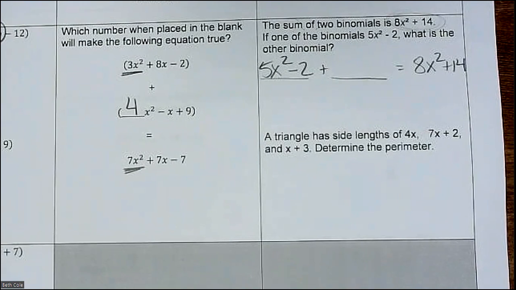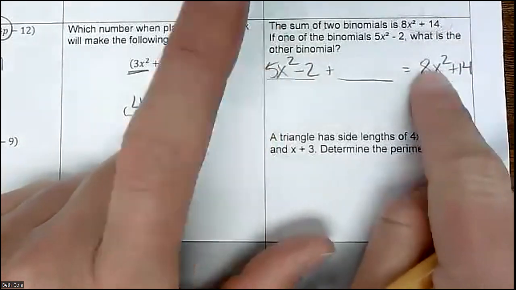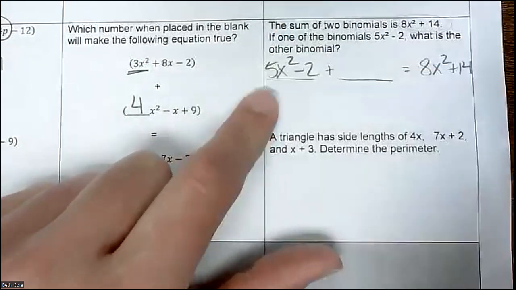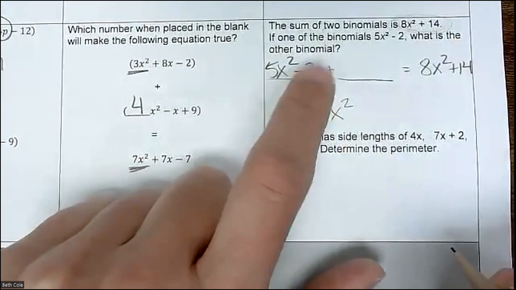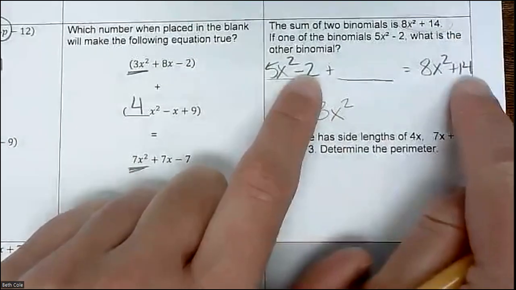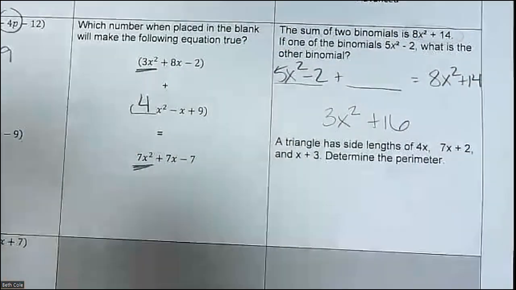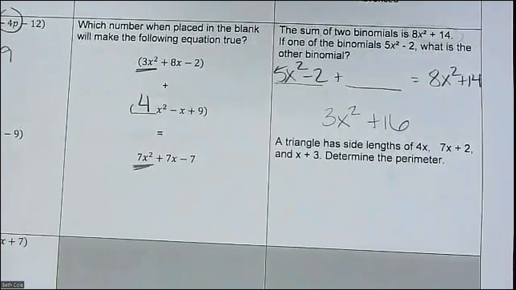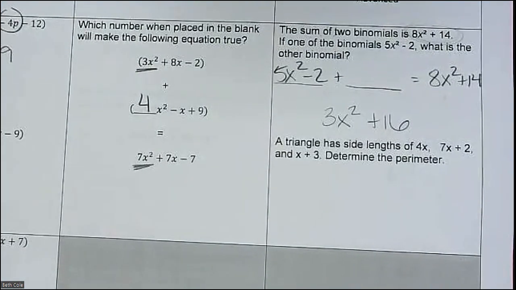All right. So we have to figure out what goes on that blank. So 5 plus what is going to give you 8? 3. So we have 3x squared. And then -2, this is tricky because it's negative. -2 plus what is going to give you 14? Oh, good. Nice job. 16. That's your answer. All right. So you're being given the answer, you're looking for part of the question.